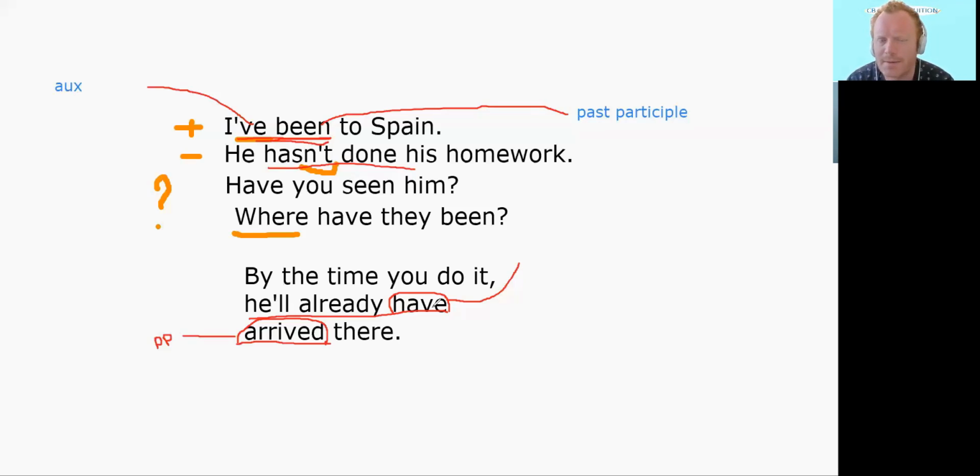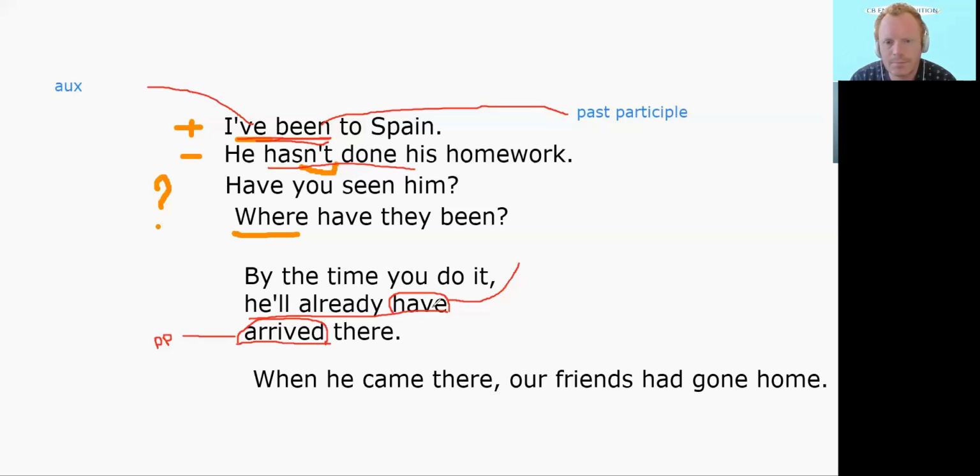Yes, okay, about past perfect. Can you give me an example, maybe some different forms, and explain how we use this? Okay. Past perfect. When he came, our friends had gone home, for example. So past perfect tense is used when the action happened after another action in the past.